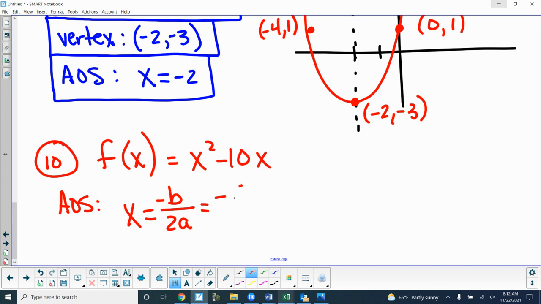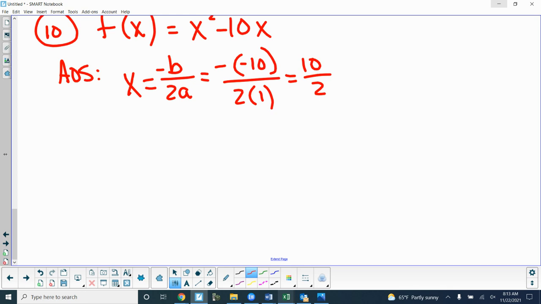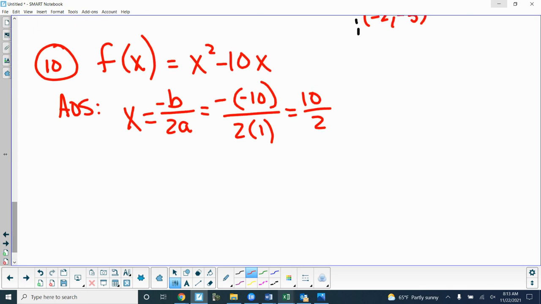Well, what's my b value? Negative 10. What's my a value? 1. So the top is positive 10 because of the 2 negatives. 2 times 1 is 2. What's 10 divided by 2? 5. So there's one of my answers.